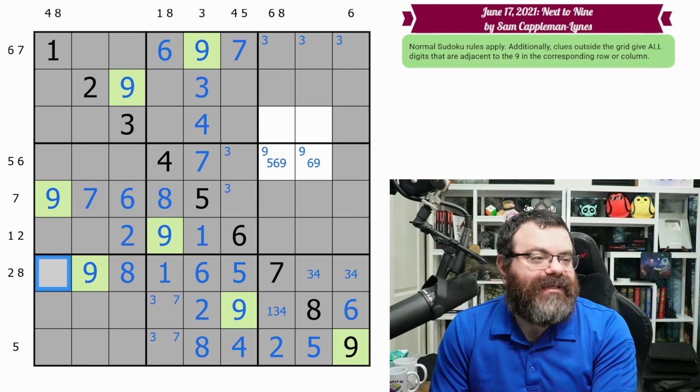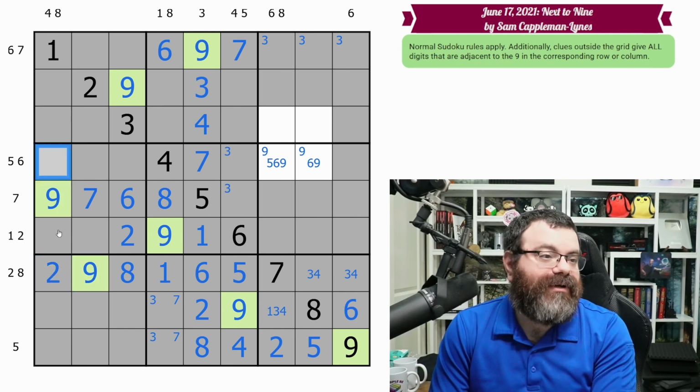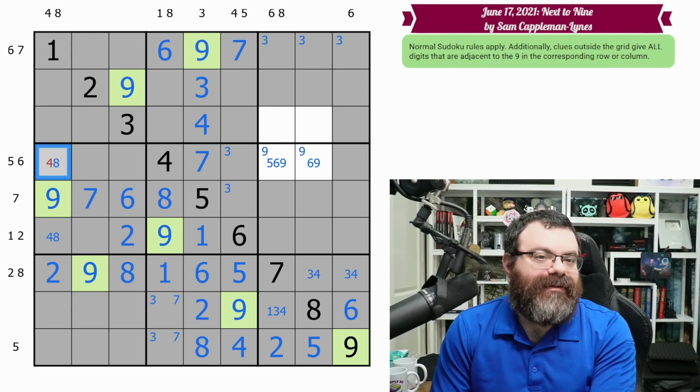What do we know about this 9? It has to be next to a 2. Vertically, we don't know much. This 9 is taken care of. Oh, vertically, it's a 4, 8 pair. It's been there forever. That's an 8 and that's a 4.